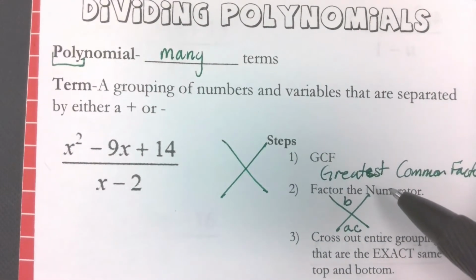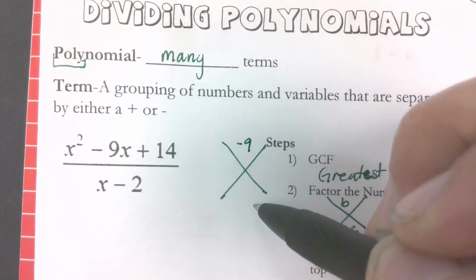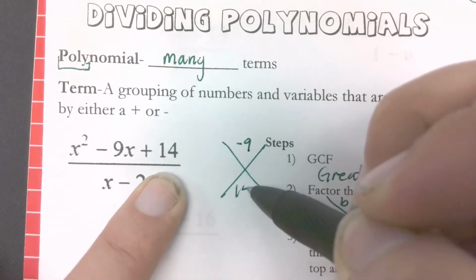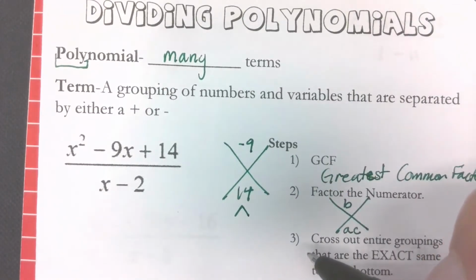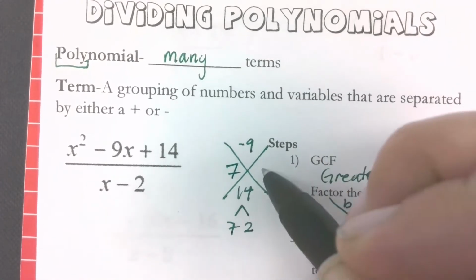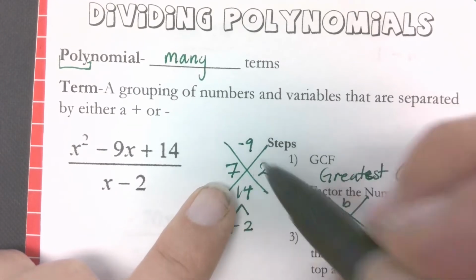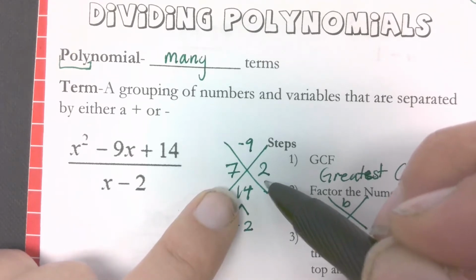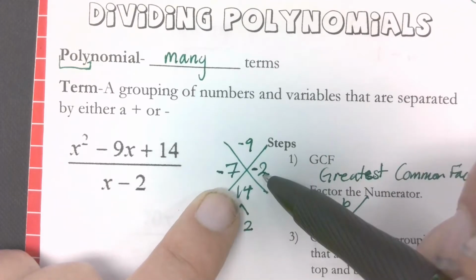Cassandra, what number is going to go in the top? -9. Obed, what's going to go in the bottom? 14, yep. Daniel V, can you tell me 2 things that multiply to 14? 7 and 2. Corian, can you tell me what signs these need to be so that they multiply to a positive and add to a negative? Negative on the 2? Negative on both of them.